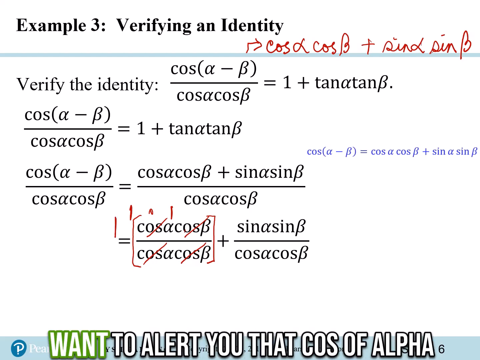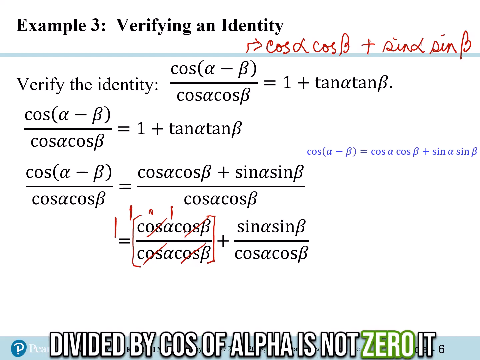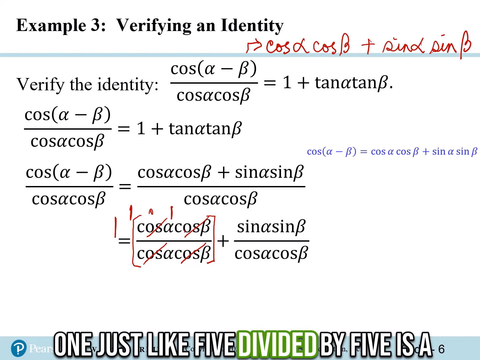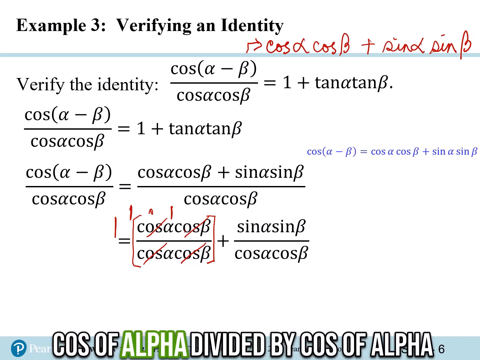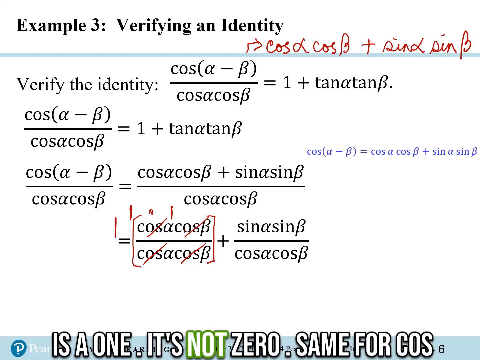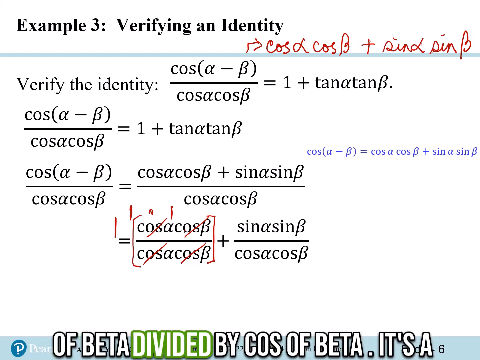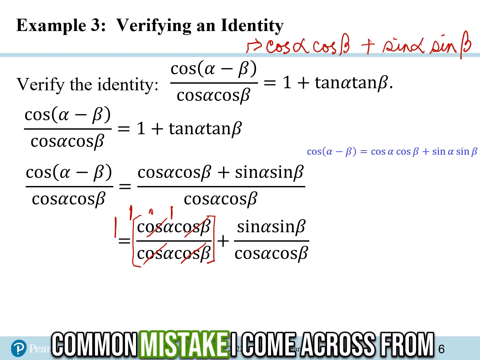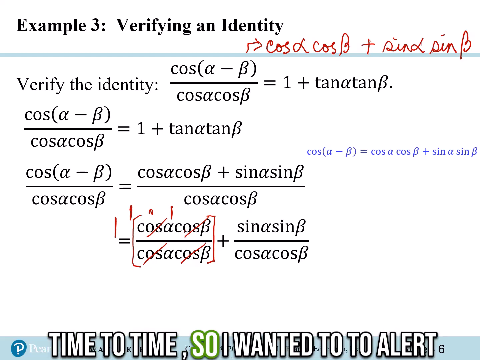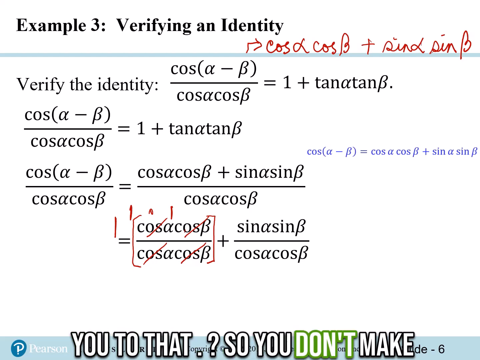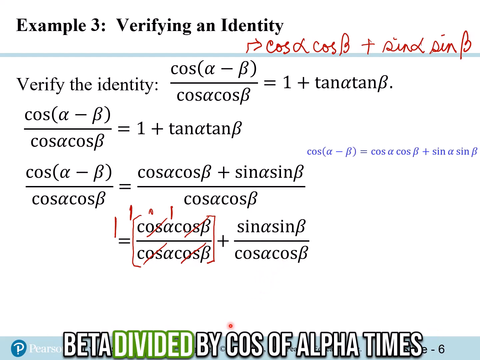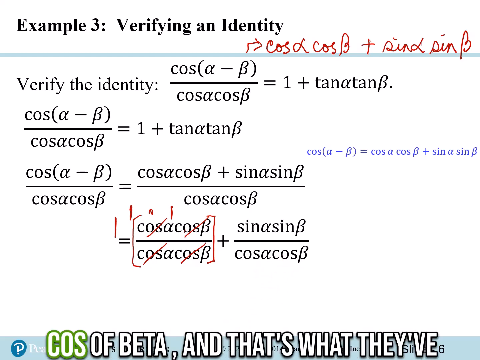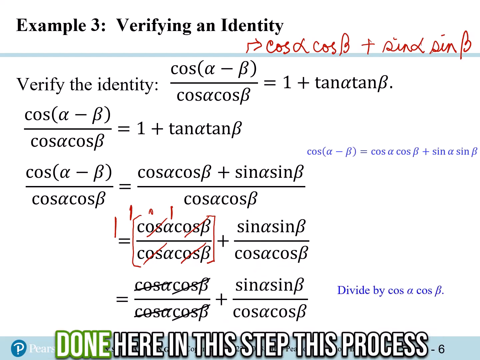At this point, I want to alert you that cos of alpha divided by cos of alpha is not 0, it is 1. Just like 5 divided by 5 is a 1, 3 divided by 3 is a 1. Cos of alpha divided by cos of alpha is a 1. It's not 0. Same for cos of beta divided by cos of beta. It's a common mistake I come across from time to time, so I wanted to alert you to that so you don't make that mistake. The other side remains as sine of alpha times sine of beta divided by cos of alpha times cos of beta. And that's what they've done here in this step.